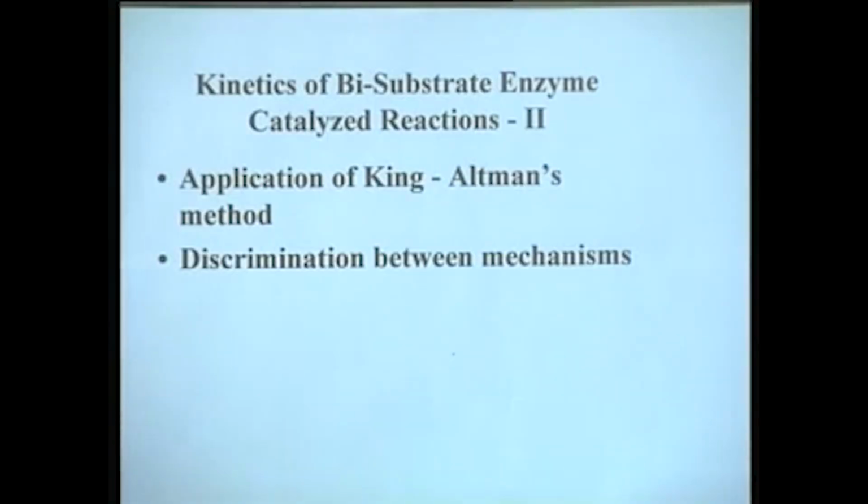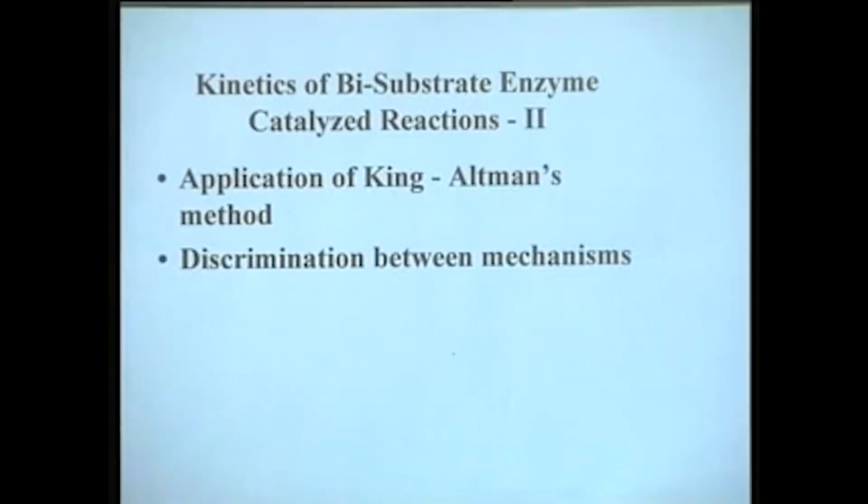So, continuing from the previous lecture on kinetics of bi-substrate enzyme catalyzed reactions, we will be talking about the application of King-Altman method to derive rate expression for some of the complex enzyme reaction mechanisms that we often encounter in the bi-substrate reactions. Then we will follow up after getting the rate expression for those different mechanisms of the bi-substrate enzyme catalyzed reactions.